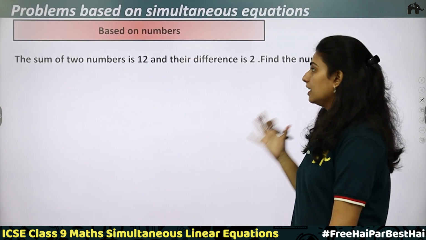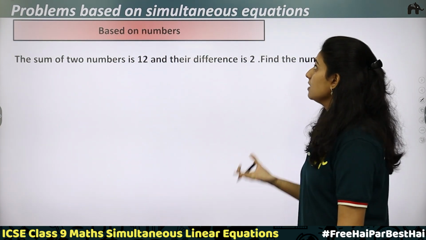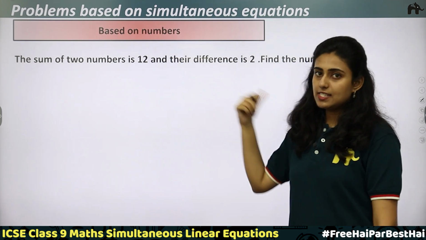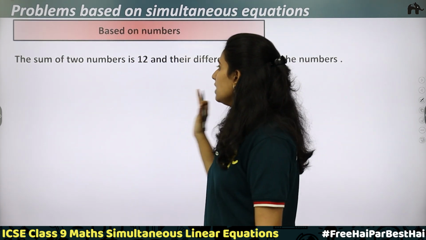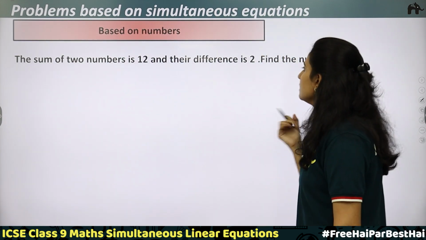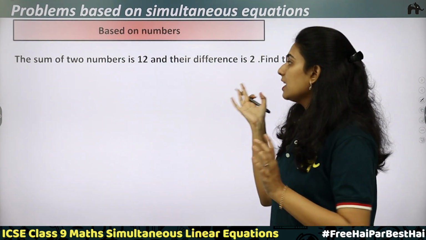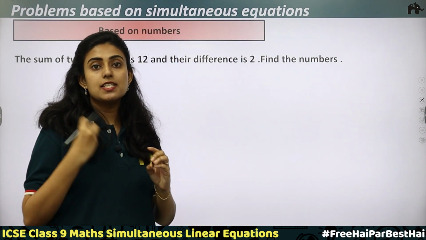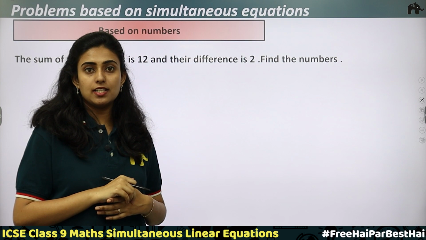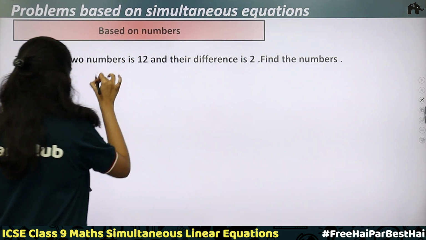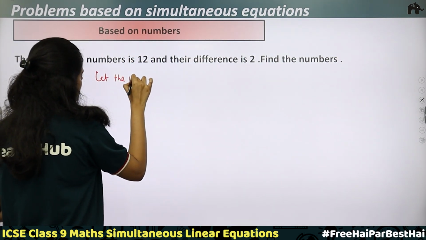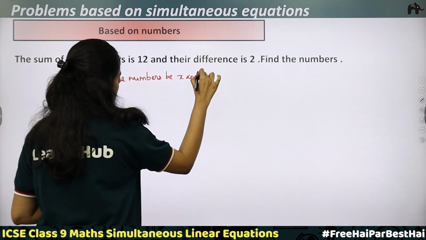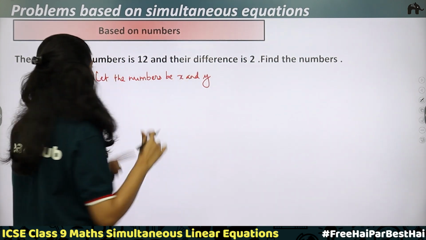Now we'll be learning how to solve problems that are based on simultaneous equations. First, we are taking problems which are based on numbers. With this example, we'll understand: the sum of two numbers is 12 and their difference is 2. Find the numbers. Here, the numbers are unknown. In that case, we'll be taking the numbers as x and y. With variables, we'll be representing unknowns. Let the numbers be x and y.